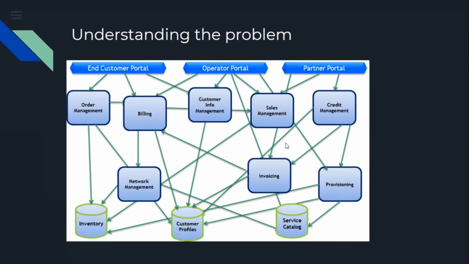But when APIs were not there, when this SOA architecture was not there, this is the kind of system with which people started working. All the legacy systems are built upon this kind of complex architecture.